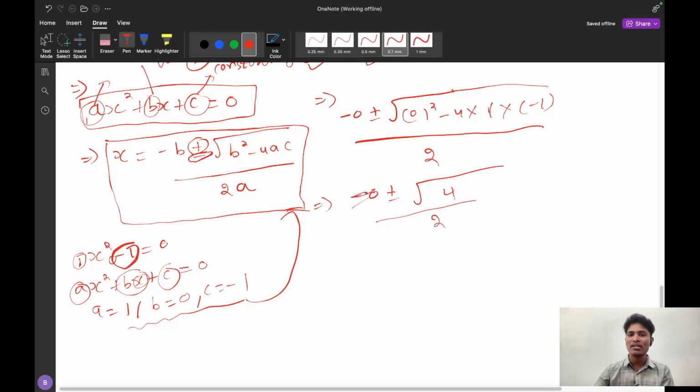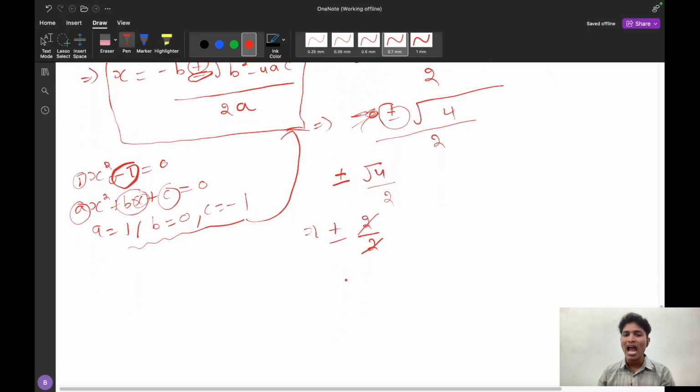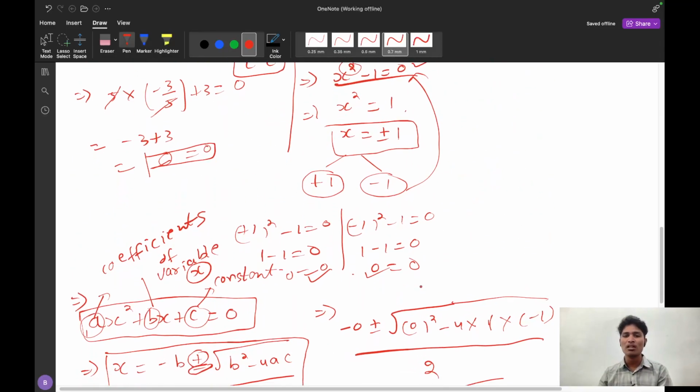Minus 0 is simply 0. So simply it is plus or minus under root 4 by 2. Plus or minus, what is under root 4? Under root 4 is 2, divided by 2. If I cancel 2 and 2, what will I get? I will get plus or minus 1. So this plus or minus 1 is equal to this plus or minus 1.